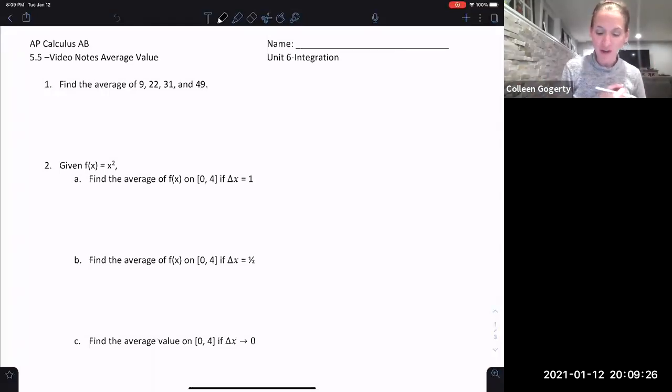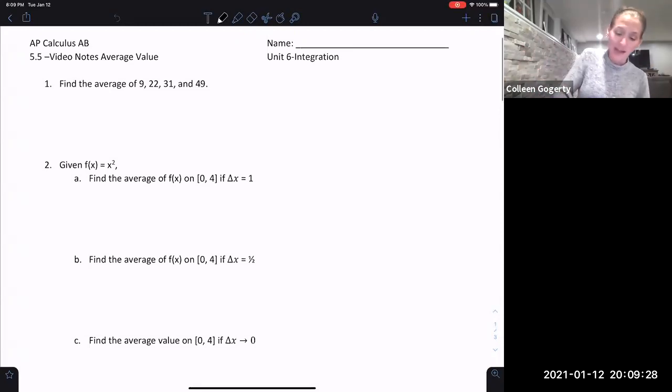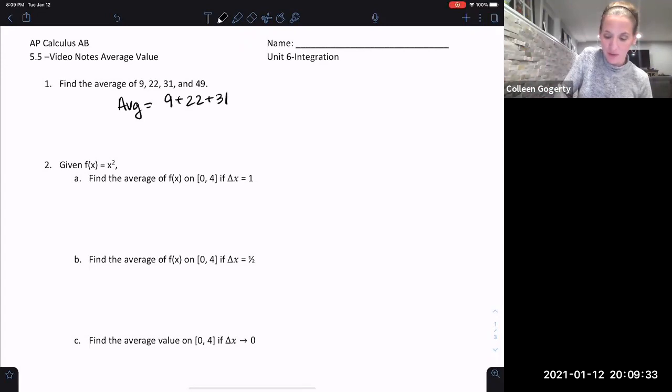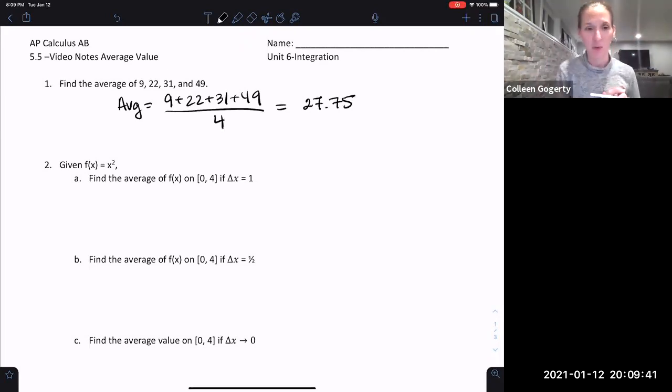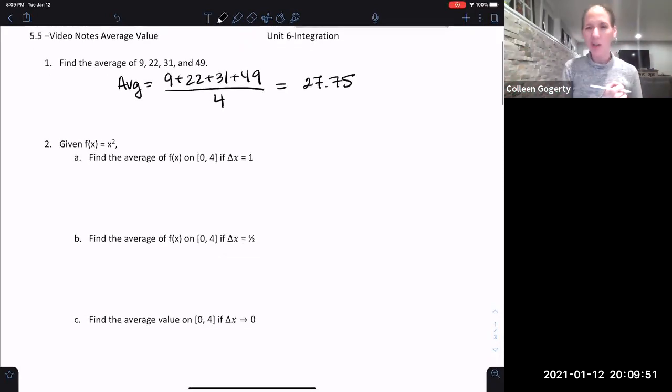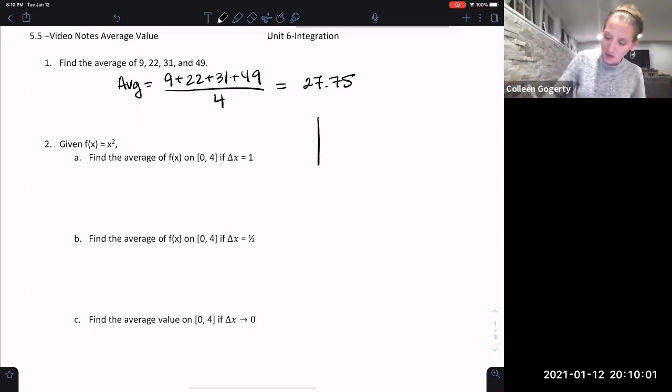So let's just start off. If I wanted the average of four numbers, not a surprise here, we know we would add those four numbers up and we would divide by 4. And I'm going to save us a little bit of time. That would give us a value of 27.75. Now why in the world would we start a calculus lesson with a question as simple as find the average? Well, because we're going to look at how we find the average of all the outputs along a curve.